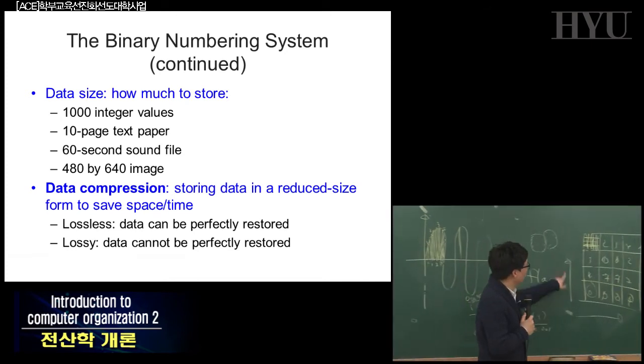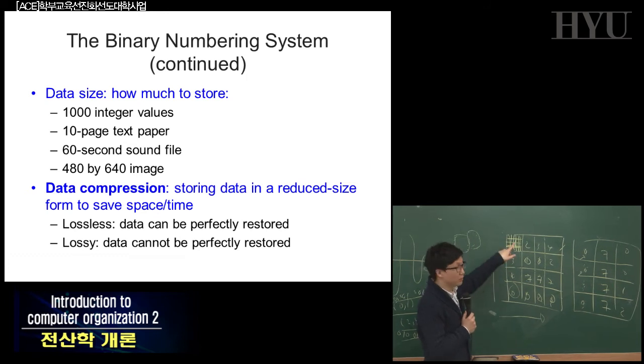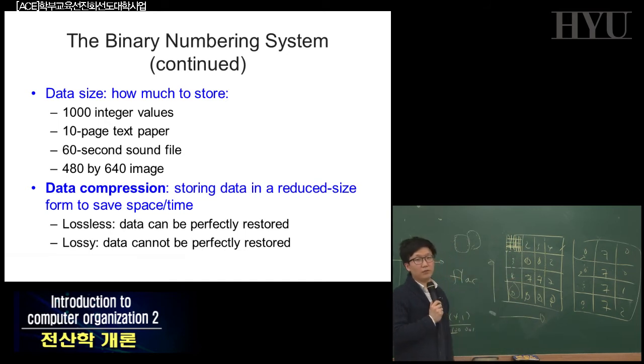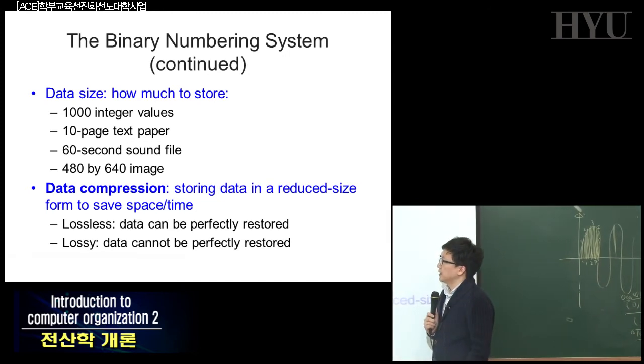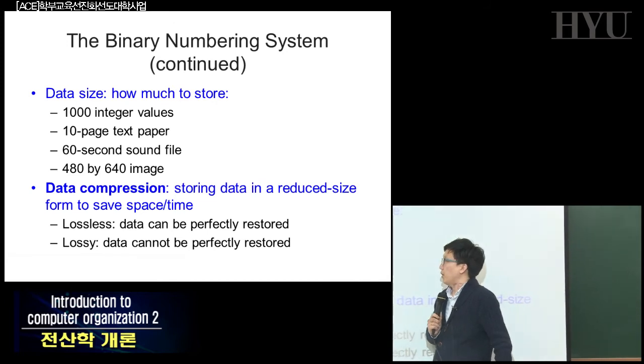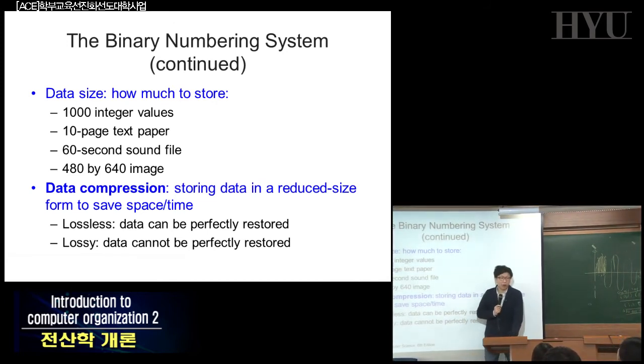What is this? A 4x4 matrix, even at this point, with a 4x4 matrix you need to store 16 integers. Imagine that a single block has another 4x4. 4x4x4x4. A lot of numbers that you need to store even for a single pixel or single image. 10 pages of text, a 60 second sound file, or an image of that dimension.